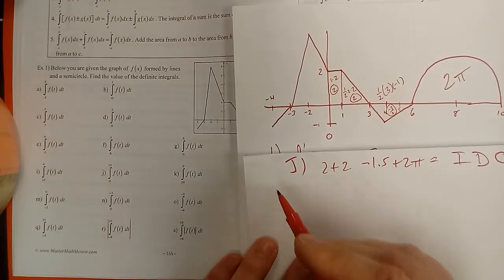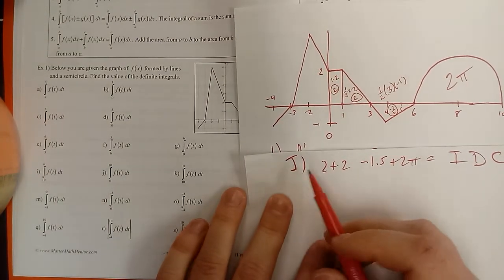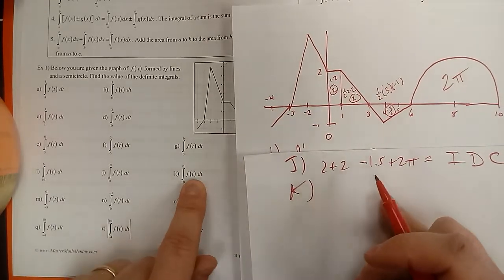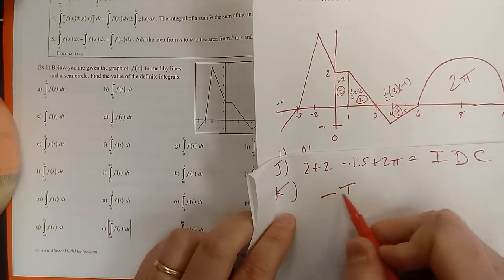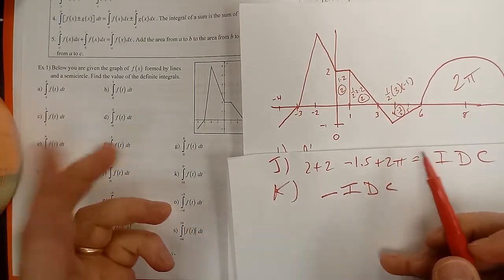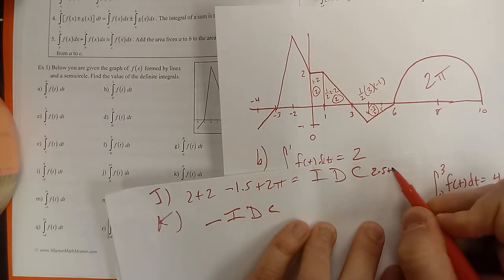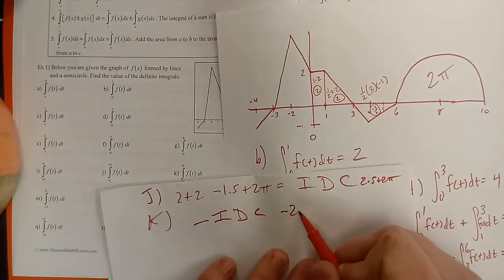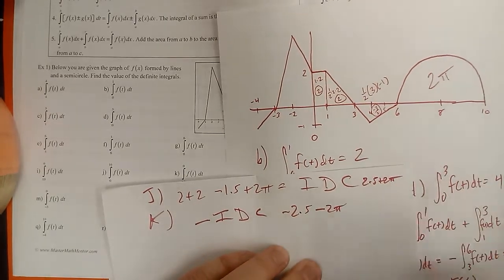Oh wait, yeah, that's J. Then K is so difficult, right? It says from 10 to 0 of f of t. Whatever I got in the previous question, it's the opposite of that. So 2.5 plus 2 pi was the previous answer, and then this one would be negative 2.5 minus 2 pi. It would be the exact opposite of it.